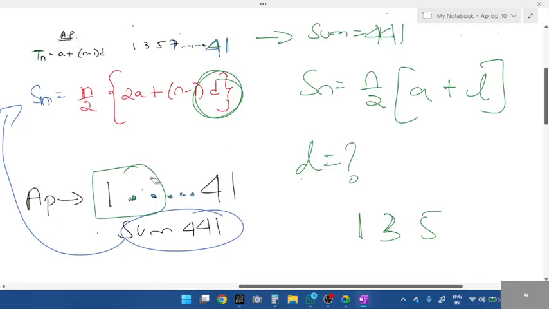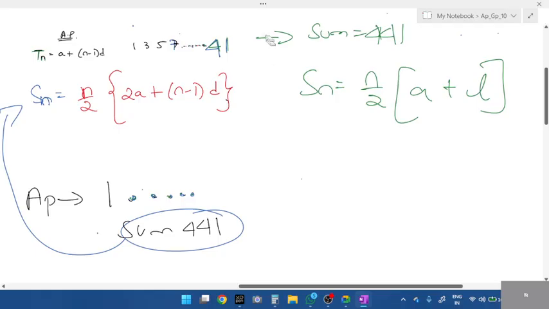Now the question is like this. Even 41 will not be given. The number starts with 1 and the sum is 441. 1, 3, 5, students. Dot, that's it. They didn't mention any other values. Now tell me which formula can we use? All of you unmute and answer. First or second one?